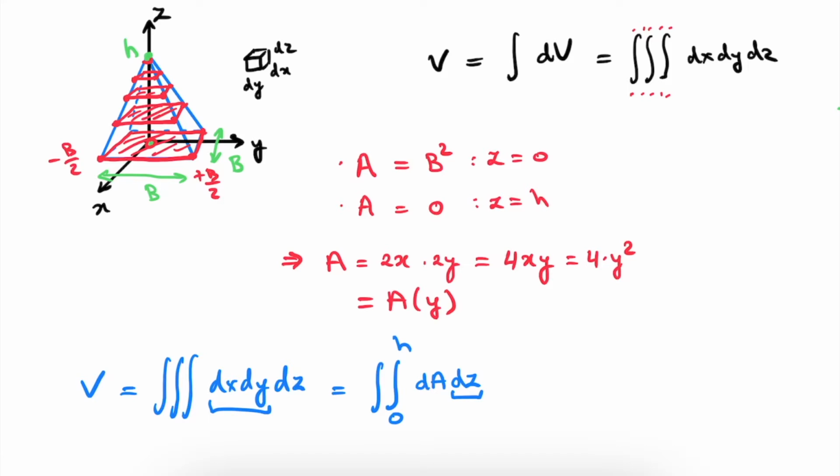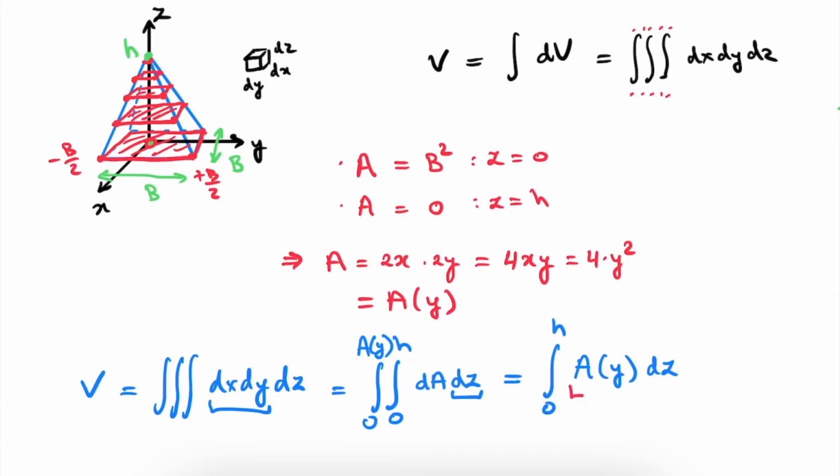Now, what are the boundaries of this dA, this surface element? Well, simply we integrate from 0 to this A of y. And this A of y is simply the surface of each cross-section at that specific point of z. This means that we can still rewrite this integral as a single integral. So we integrate from 0 to h over the z-axis, and along the way, at each z, we calculate this area A of y, dz.